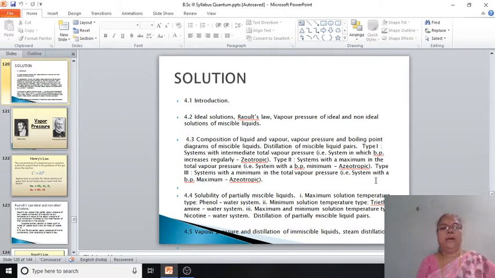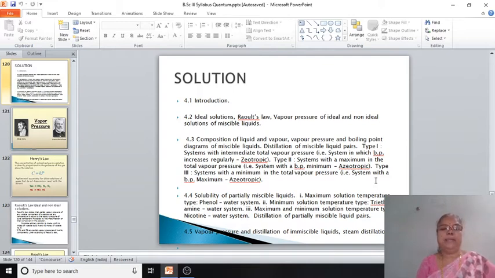Then the third point of this chapter is composition of liquid and vapor pressure and the boiling point diagrams of miscible liquids, distillation behavior of liquid pairs of type 1, type 2 and type 3. We will see one by one in detail at that time.